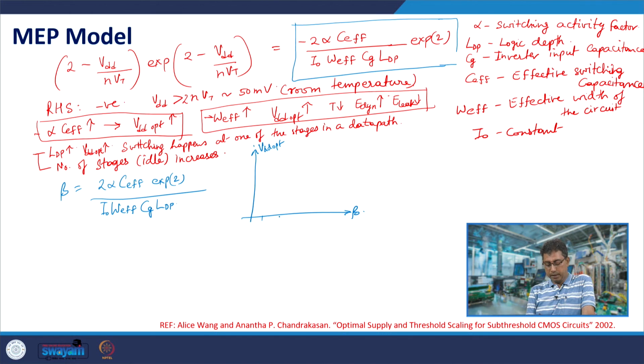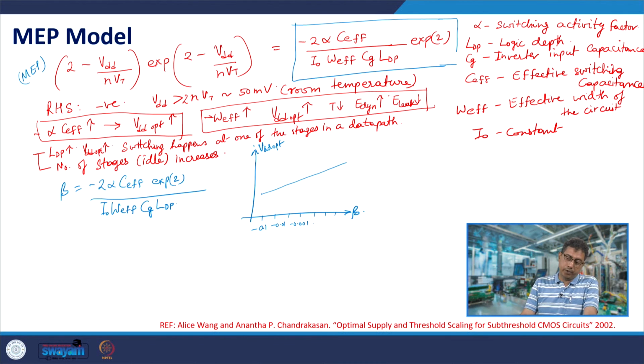Since beta has a negative value, the right hand side has a negative value in the expression for minimum energy point. So, you will find an increase means it is reducing in magnitude. Suppose the value of beta is minus 0.1 here, it is minus 0.01, like that, 0.001. You will find that as the magnitude of beta is reducing, VDD optimum keeps on increasing. So, how much does it increase?